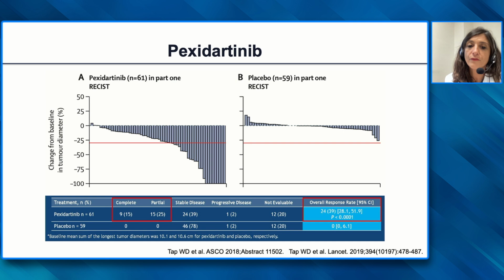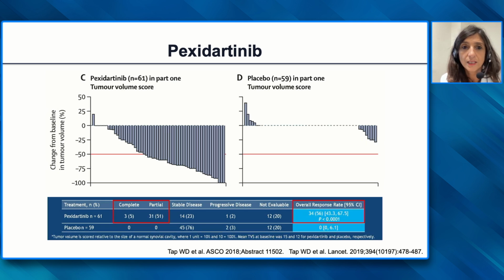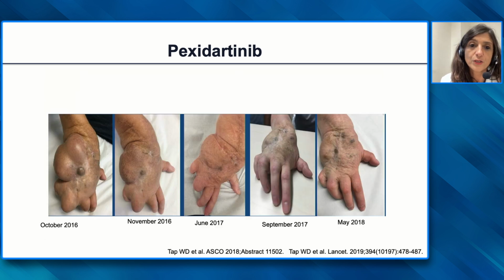So this waterfall plot, which is a kind of graph that oncologists like to see, is really nice because the red line is the 30% tumor size reduction. This is by RECIST, so this is very good because it shows that 15% of the patients had complete response and 25% partial response. So overall, almost 40% had a RECIST response, and zero in the placebo arm. So this drug was really active in this population, and as discussed, tumor volume score was, of course, able to better depict the nice response of this population, with 56% of patients responding.